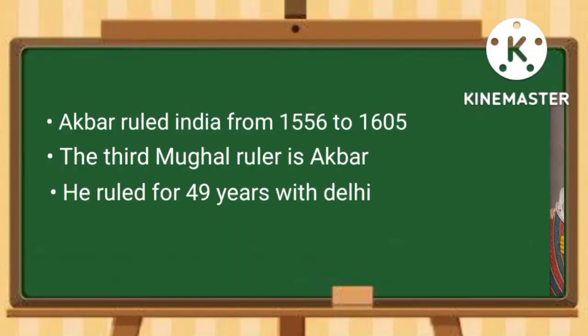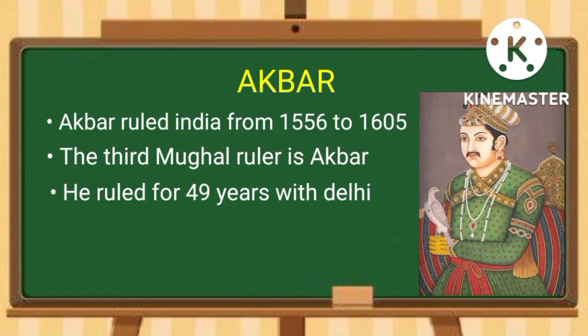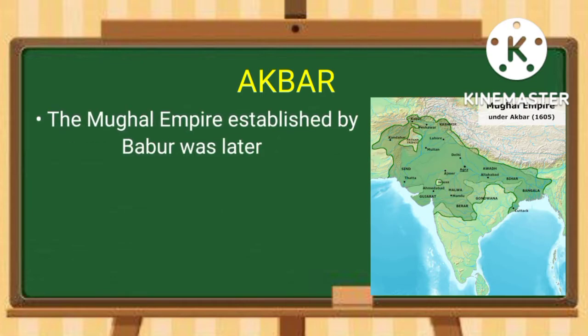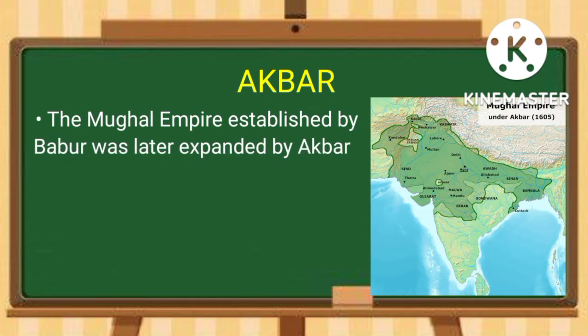After the rule of Humayun, came one of the most popular Mughal rulers. He ruled India from 1556 to 1605. His name is Akbar. Yes, we all know about Akbar. Akbar is a very famous Mughal ruler. He ruled India for about 49 years. And the Mughal Empire, as established by Babur, was later expanded by Akbar.